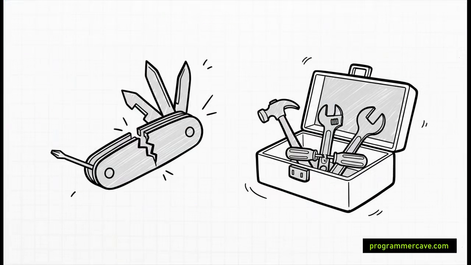This analogy just nails it. A monolith is like a Swiss Army knife. All the tools are stuck together. You know, if the screwdriver part breaks, the whole thing is kind of useless. Microservices, on the other hand, they're like a toolbox. You've got a separate hammer, a wrench, a screwdriver. If one tool breaks, you just replace that one tool, and the rest of the toolbox is totally fine.